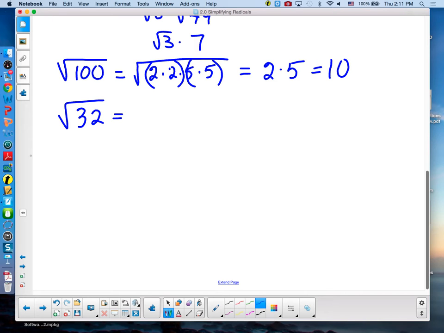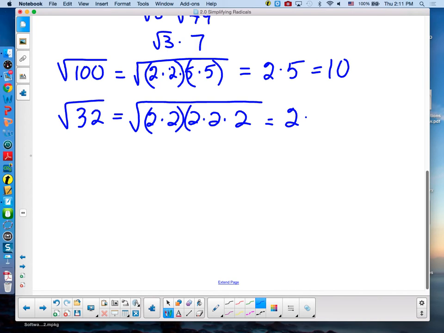Okay, so for anyone that got stuck there, I think there were 5 2s. 2 times 2 times 2 times 2 times 2. Okay, pair up. So there's a 2 that goes out. There's another 2 that goes out. And there's a 2 that doesn't have a partner, so it has to stay. So we get 4 times the square root of 2.